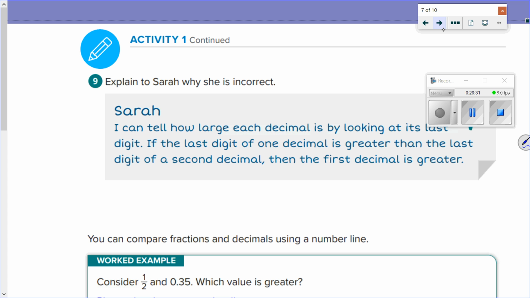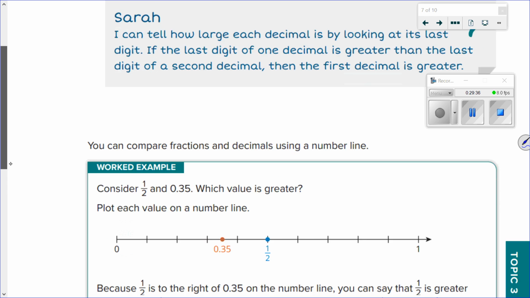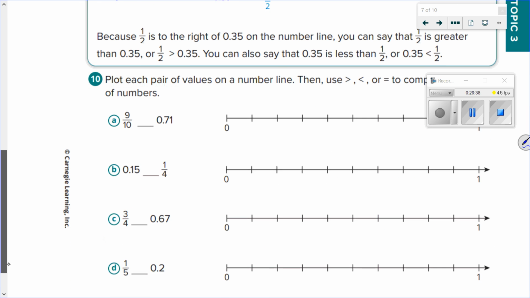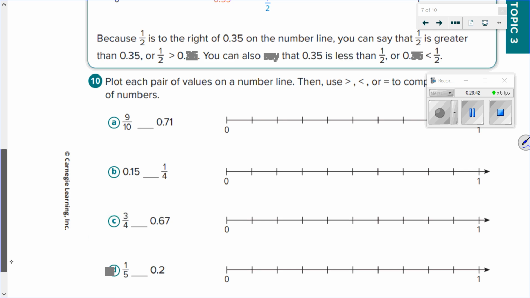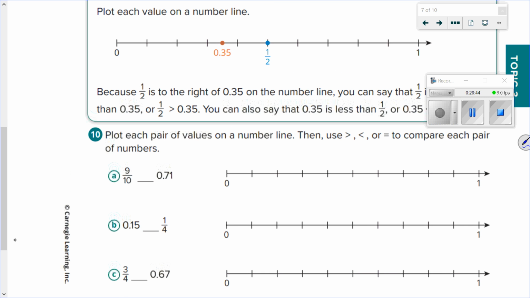Okay, unfortunately we're down to 6 minutes, so I want you guys to finish as much of this as you can. Actually, let's skip number 9. Let's just go to 10. I'd rather have you plot the points and then use the correct symbol. So we'll give you guys 2 minutes to get as many of those done as you can so we have time to go over the homework.